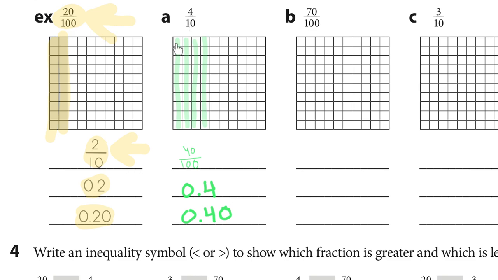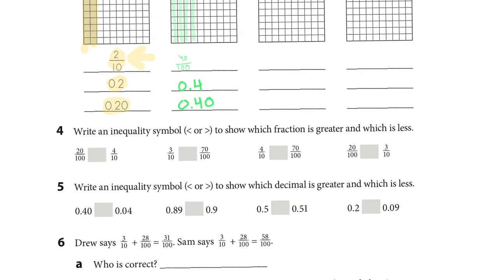4 tenths is us looking at the columns. 40 hundredths is us counting the individual squares, although it is the same amount. And then 0.4 is 4 tenths. 0.40 is 40 hundredths. We just wrote all of the equivalents of the same shading. Okay? I'm going to allow you to do the same for B and C on your own. Please pause this video and give it a try.